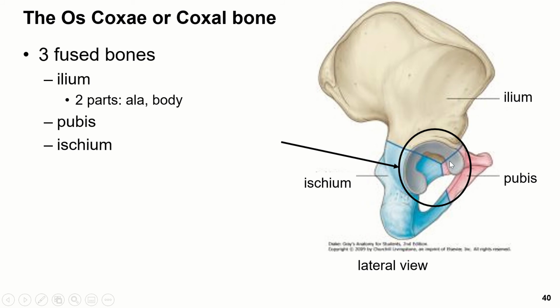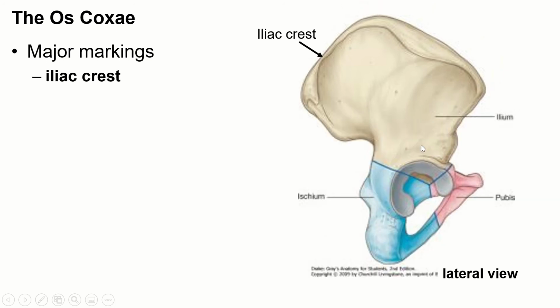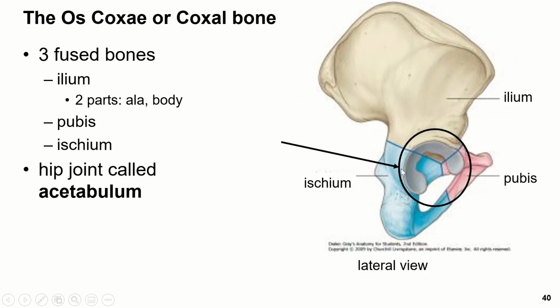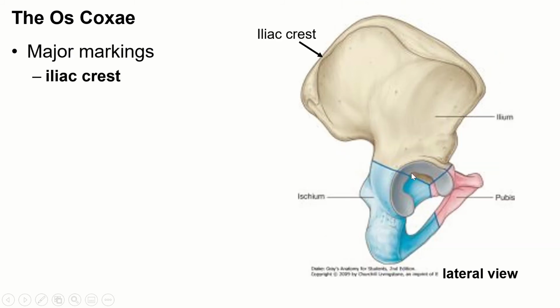Now, on this diagram, they've drawn these lines where the three bones come together, and if you're thinking those seem awfully straight for bone sutures, those are imaginary lines. We don't see the bone sutures on the coxal bones. So just know that this general part is the ilium, this general part is the pubis, and this general part is the ischium. The hip joint here is called the acetabulum. That is where the head of the femur articulates, and it does have an articular cartilage.